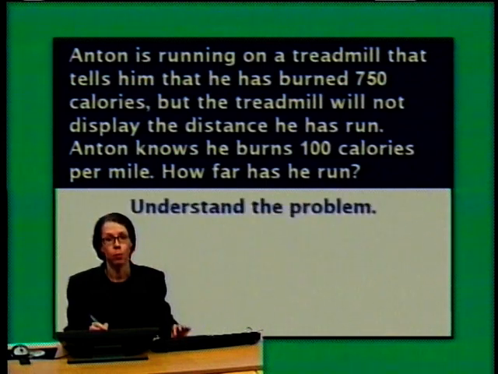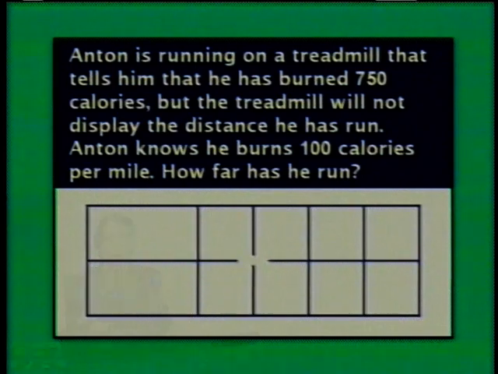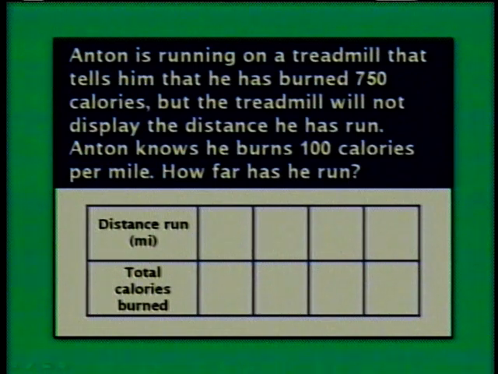So the first thing we want to do is to try to understand the problem. And for this example, what I'm going to do is just do some calculations and keep track of them in a table. So I have a table here, and I'm going to label the first row with the distance run in miles. So this is how far Anton has run on the treadmill. And in the second row, I'm going to calculate the total calories burned.